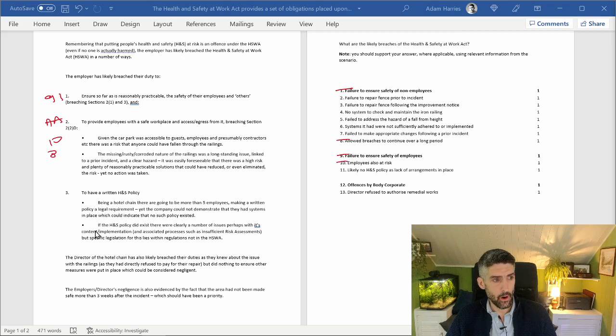So item number 3 is to have a written health and safety policy. Sub-bullet: being a hotel chain, there are going to be more than 5 employees, making a written policy a legal requirement, yet the company could not demonstrate that they had systems in place, which could indicate that no such policy existed. Now, looking at the mark scheme, specifically at number 11, the mark scheme says likely no health and safety policy as lack of arrangements in place.